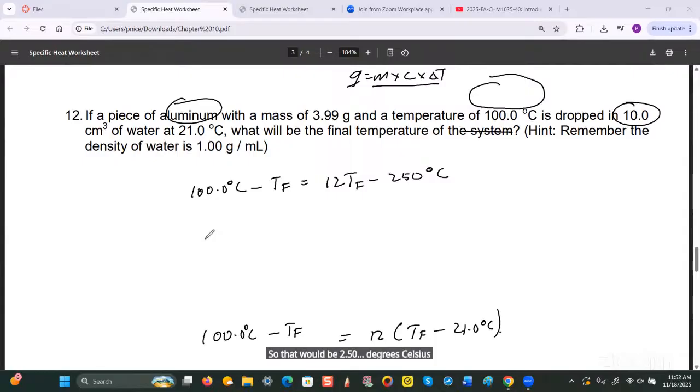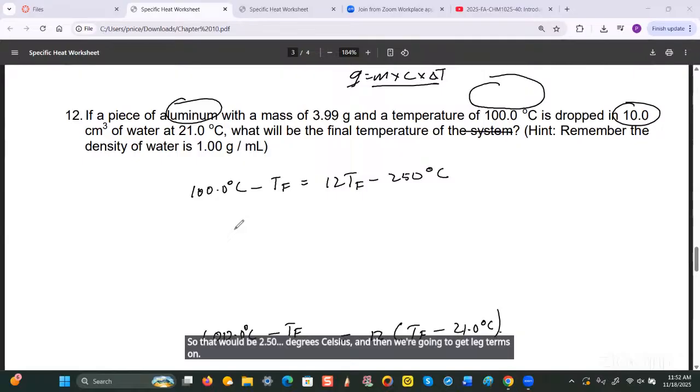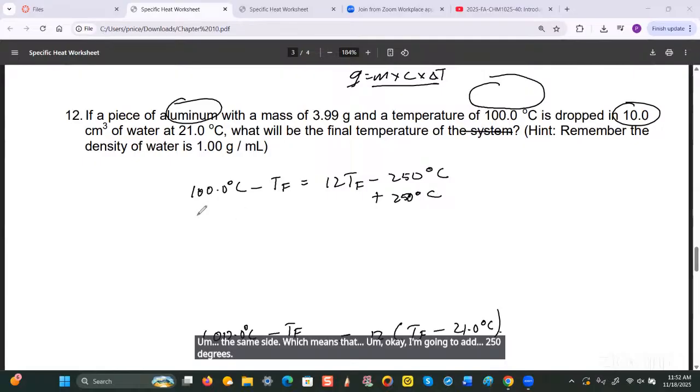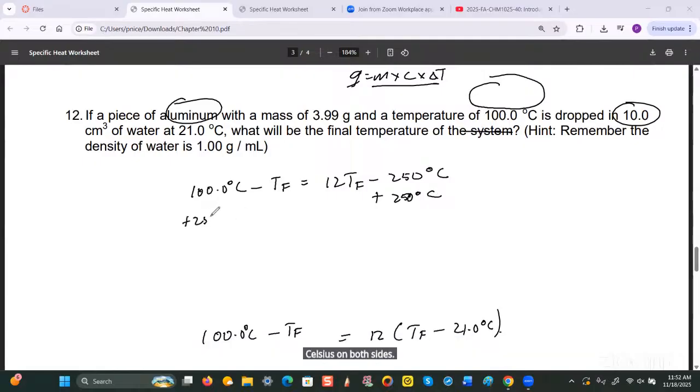And then we're going to get like terms on the same side, which means that, okay, I'm going to add 250 degrees Celsius on both sides, so that this goes in that. And then I'm going to add TF to both sides.